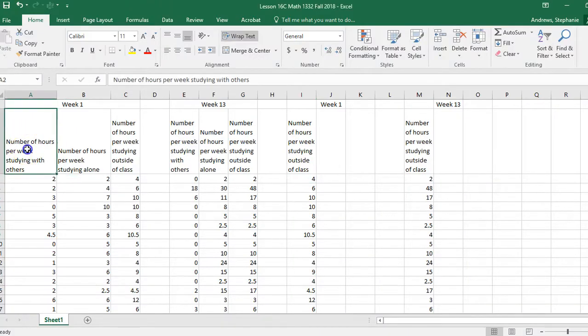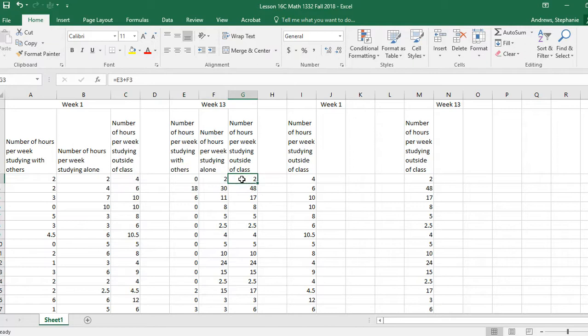The number of hours per week studying with others, studying alone, and then a combination. You'll notice this is from week 1. I took your information from week 13, put it here, hours studying alone or with others and alone, and then the total there. And I made sure that I have the right person. In other words, this person who had 2 hours, which is 4 from week 1, they're now 0 and 2.